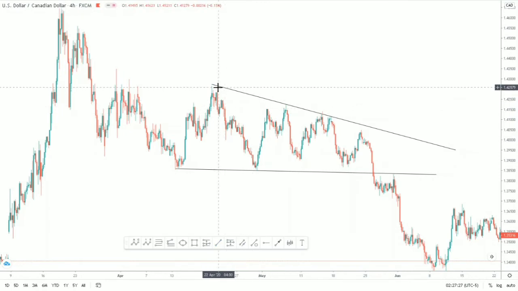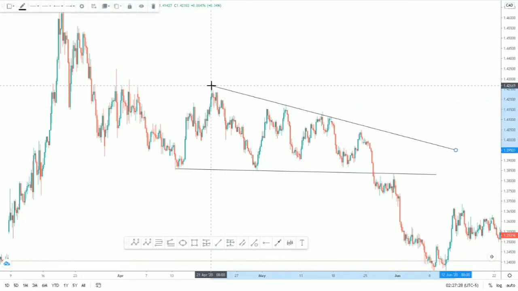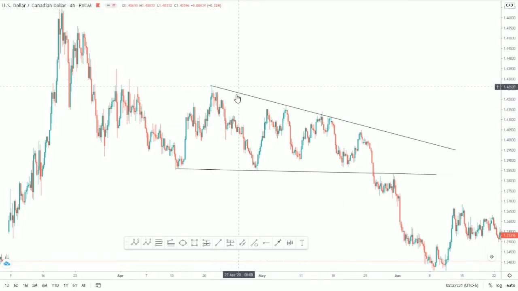Okay, so we see that. Let's draw that more properly. Connect them on the wick. Good. So we have price come to this support level, find this new resistance. Come to this support level, we draw a trend line. Come to this resistance, we draw a trend line.